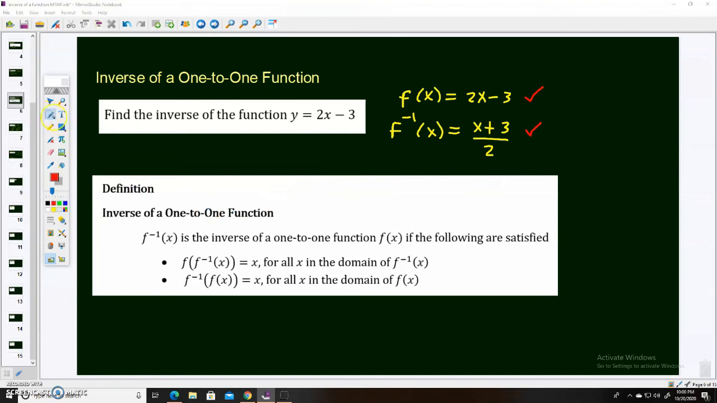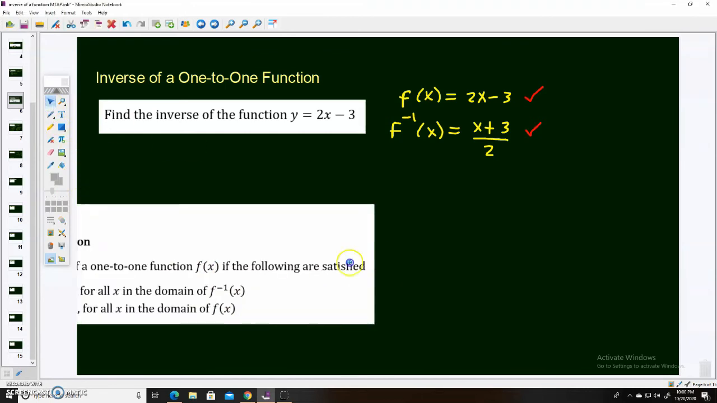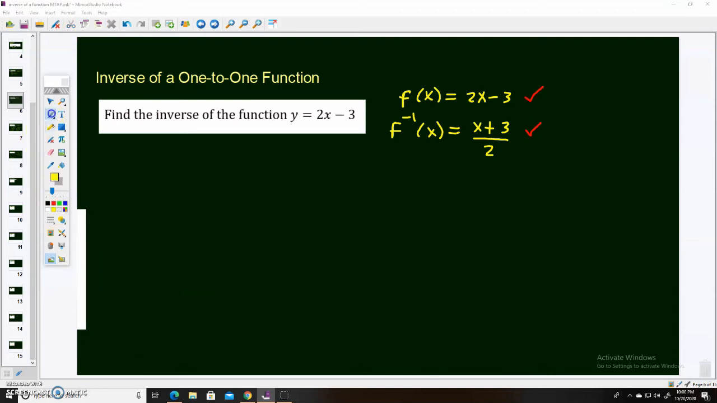You know that this will only happen when you're getting the inverse of a one-to-one function. So we will test this one. f inverse of f of x is x for all x in the domain of f, and f of f inverse of x is x for all x in the domain of f inverse. So we have f, and then f inverse should be x, and on the other side, f of f inverse should also be x. So these two must be satisfied.